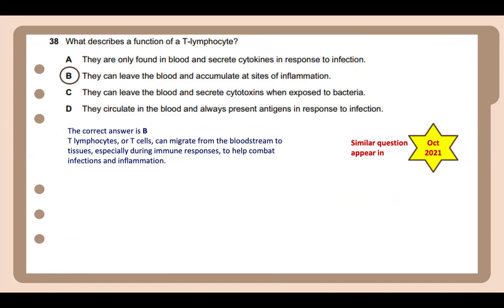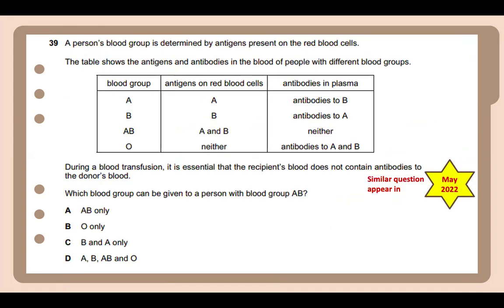A person's blood group is determined by antigens present on the red blood cells. The table shows the antigens and antibodies in the blood of people with different blood groups. During a blood transfusion, it is essential that the recipient blood does not contain antibodies to the donor blood. Which blood group can be given to a person with blood group AB?